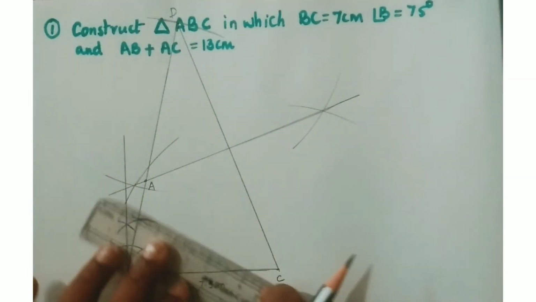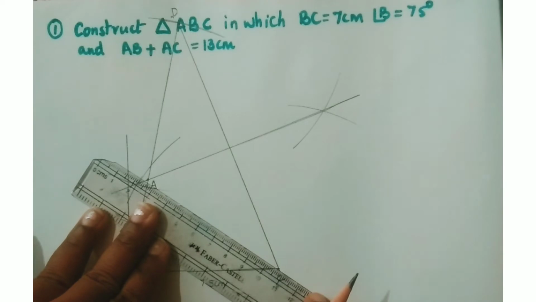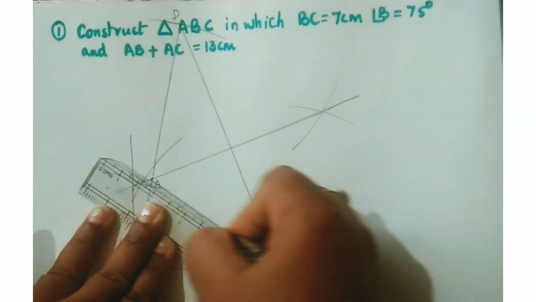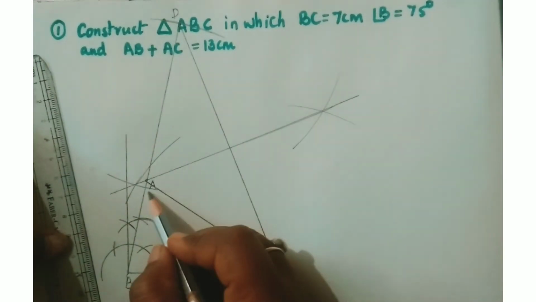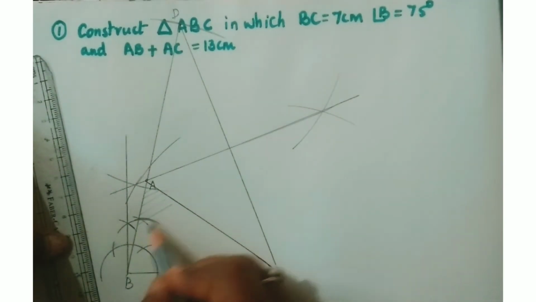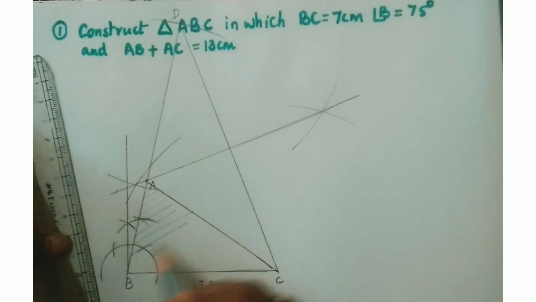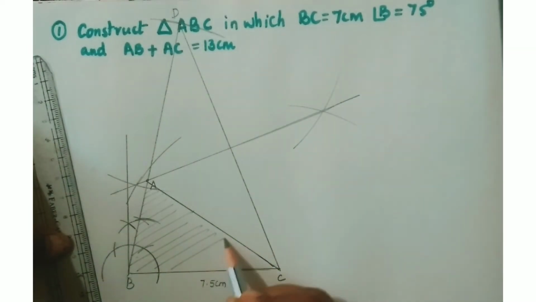Now you have to join AC. So this is the required point. ABC is the required triangle here.